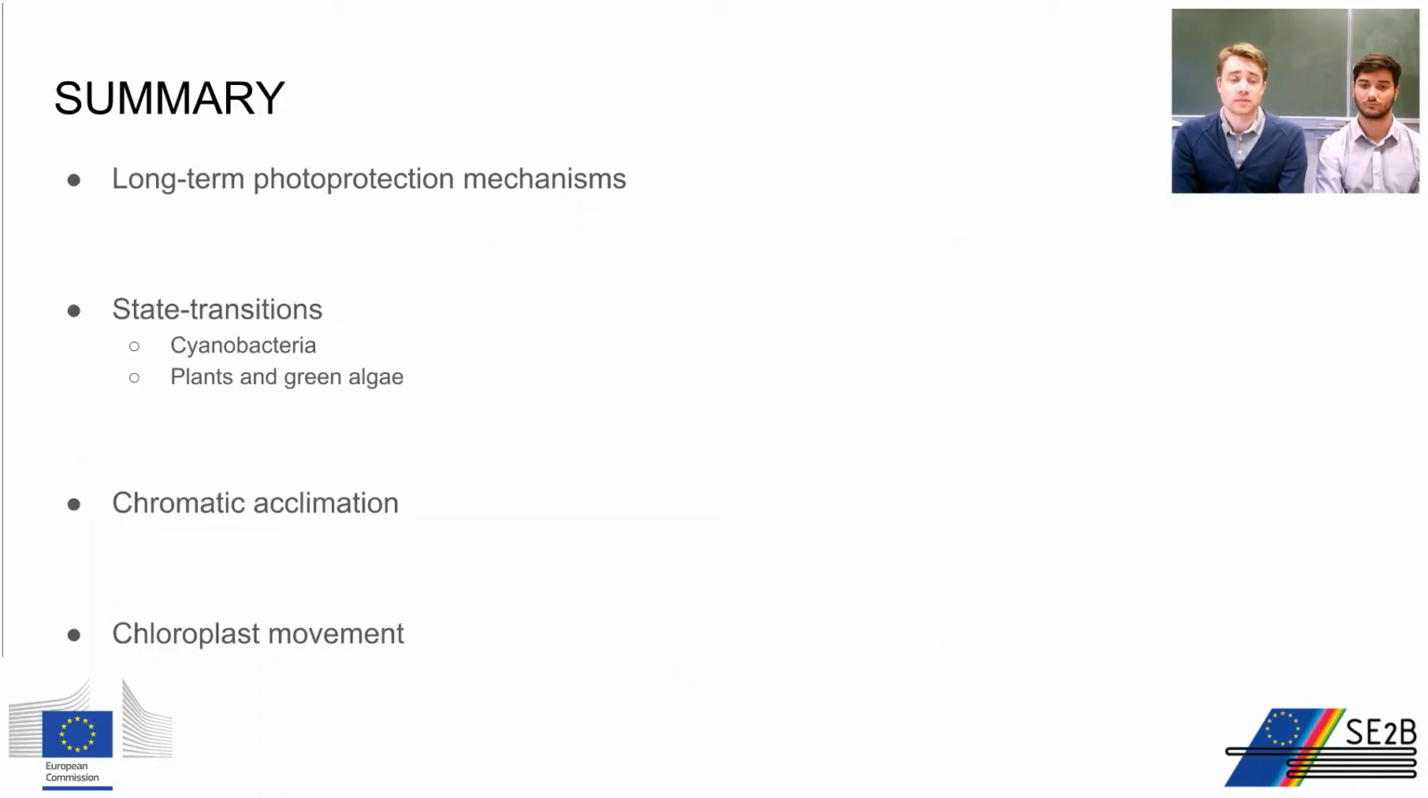To summarize, there are several different long-term photoprotection mechanisms depending on if we are looking at algae, cyanobacteria, or higher plants. So we looked at state transitions in cyanobacteria and also in plants and green algae. We looked at the chromatic acclimation in cyanobacteria, and we looked at the chloroplast movement that we find in plants.